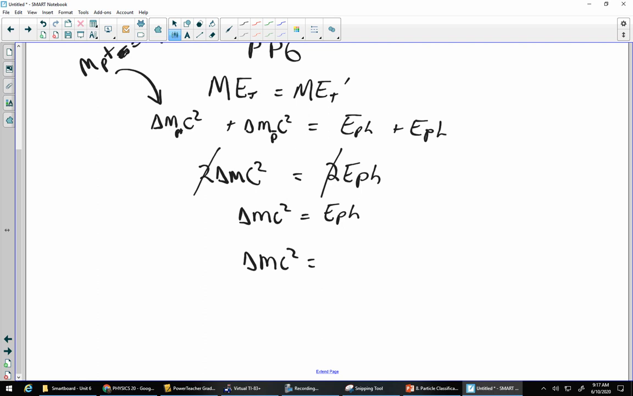Okay, so now all I really got to do is expand on the energy of a photon. So we know the energy of a photon is h times f, or hc divided by lambda.